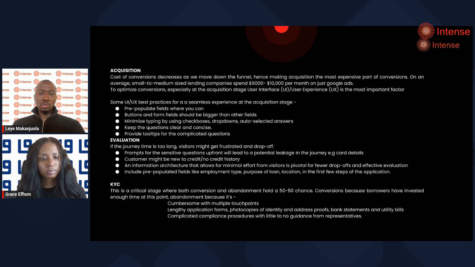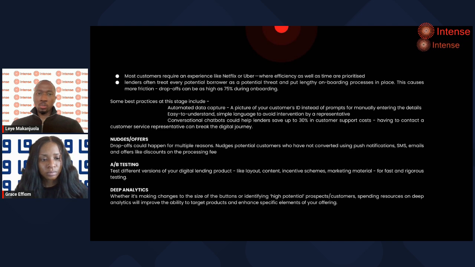And lastly, it's important to include pre-populated fields like employment type, purpose of loan, location in the first few steps of the application. And when it comes to KYC, it's a 50-50 chance that people will drop off at that point. Because borrowers are already invested in the process, abandonment happens because of multiple touch points or lengthy application forms or complicated compliance procedures. So just keep it as simple as possible. As long as you've been able to get the customer information, your onboarding team might be able to reach out, depending on the size of the customer. Some are not worth it, like those nano loans, like you mentioned. You probably want a lot of that to be fully automated.